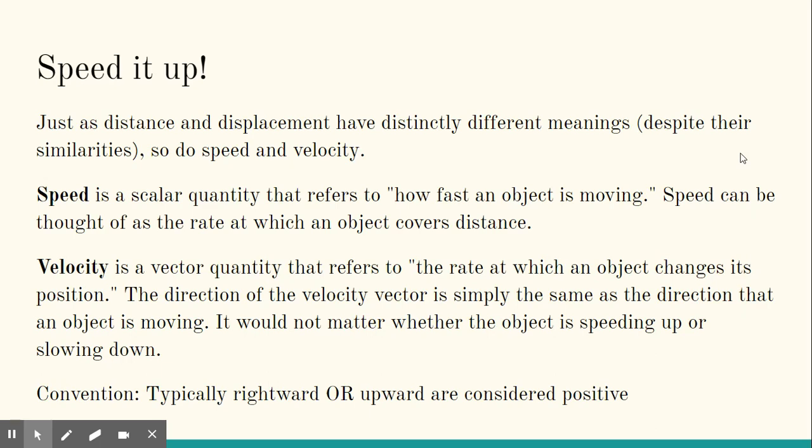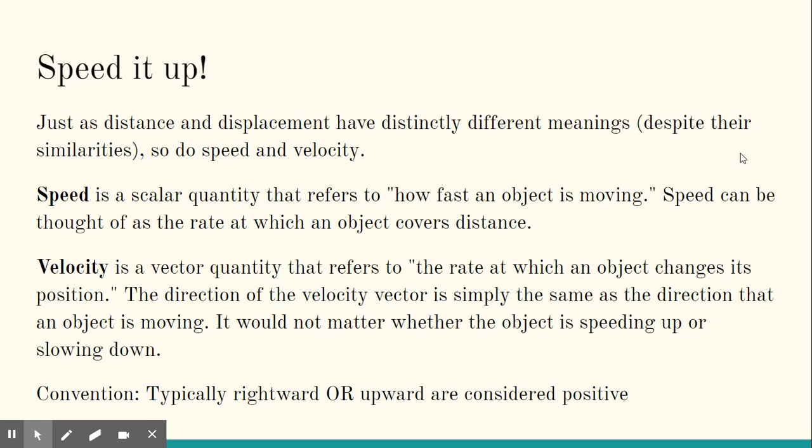So not only will we talk about distance and displacement, but we're also going to talk about speed and velocity, which are also going to be scalars and vectors, respectively. Speed, even though we might use these interchangeably sometimes when we're only talking about positive velocities, is that scalar quantity that refers to how fast an object is moving. Speed can be thought of as the rate at which an object covers distance.